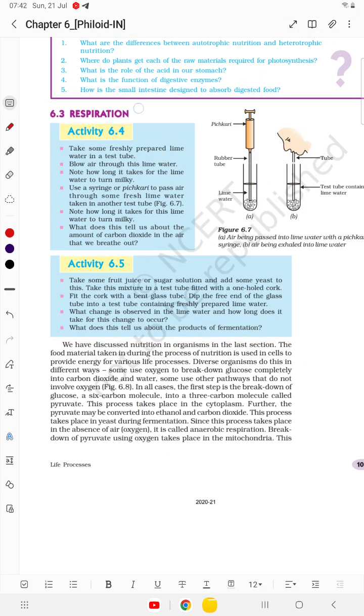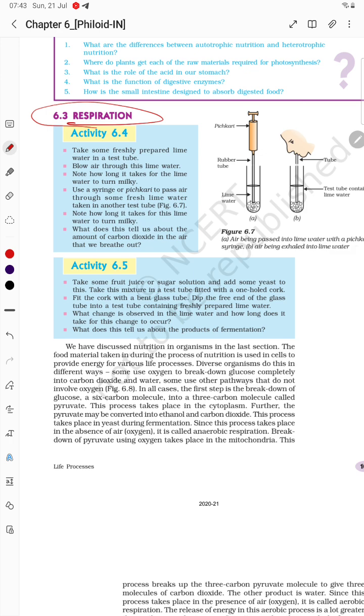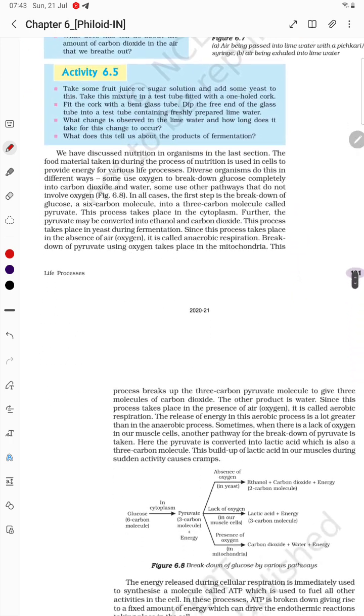Hello student, let's try to understand the process of respiration. This we can see the respiration. We have discussed nutrition in organisms in the last section.